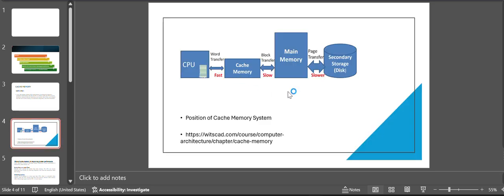Here you can see the diagram of the CPU, cache memory, main memory, and secondary storage disk. Here you can see the page transfer, block transfer, and word transfer. Words are exchanged from the CPU to cache memory and from cache memory to the CPU. And here, blocks are exchanged from main memory to cache memory. This is the position of the cache memory in the system.